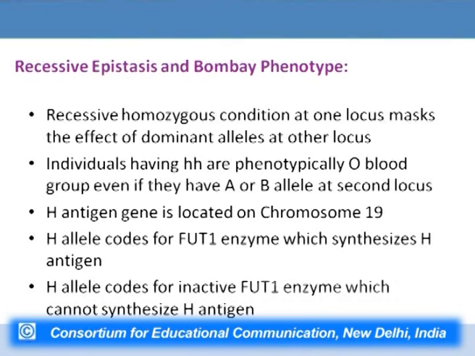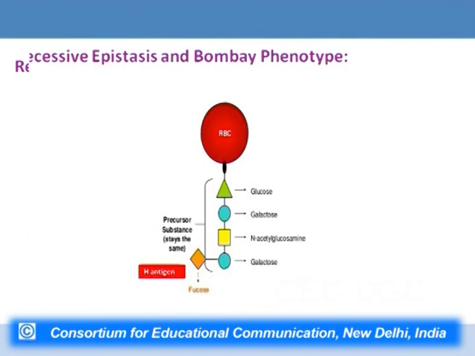This occurs because H antigen gene in dominant condition encodes an enzyme known as FUT1 enzyme, which synthesizes H antigen. This particular locus is present on chromosome 19. However, if H allele is present in recessive condition, that is small h, then FUT1 enzyme is not produced, an inactive form of that particular enzyme is produced, so that H antigen cannot be synthesized in these individuals. So, an individual who is having small h at H locus will not be producing a normal H antigen.